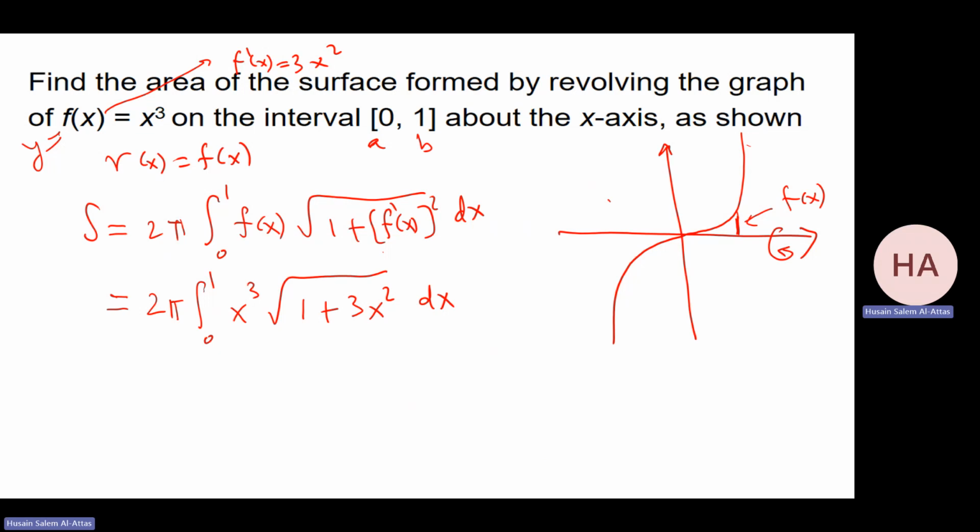Now I need to do this integration. I can do a substitution. Notice, let me use a different one. If I let u equal 1 plus 3x squared, du will be what? Du will be 6x. Then, wait a minute. I forget the square.